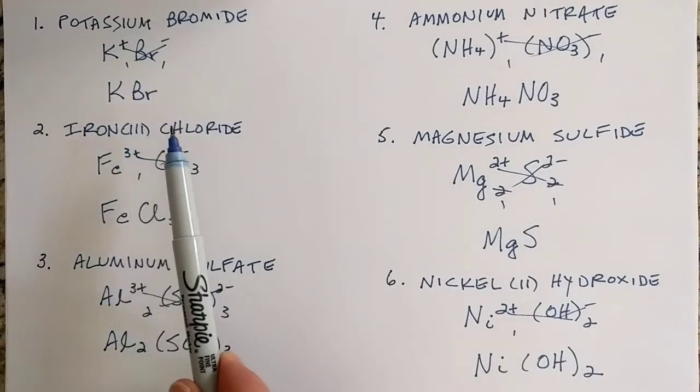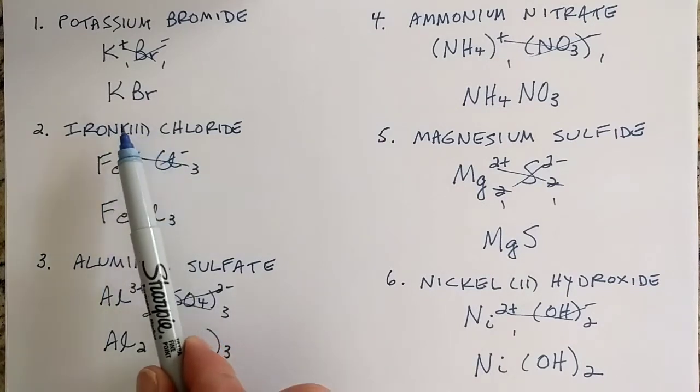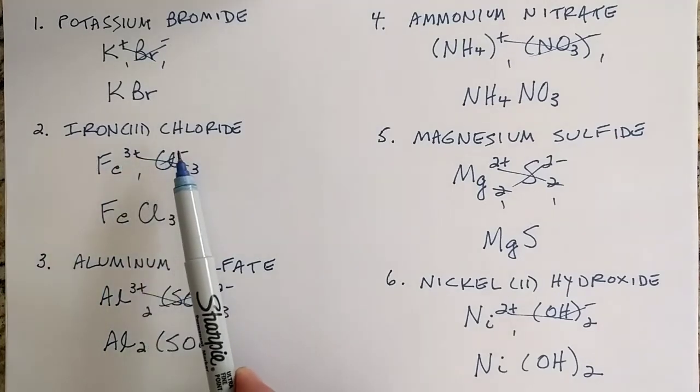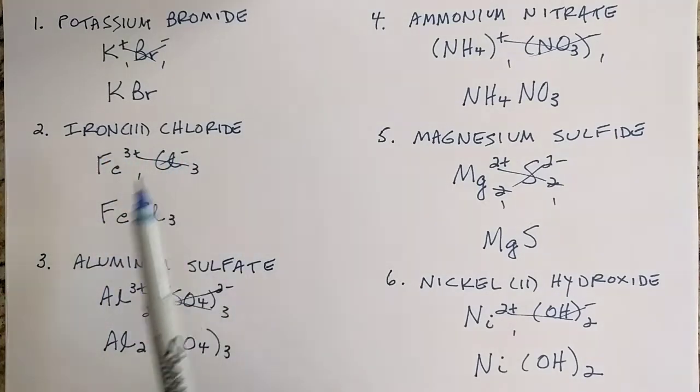For iron Roman numeral 3 chloride, this Roman numeral 3 means the charge of the iron ion is 3+. Chloride is 1-, cross your charges, 1 to 3, FeCl3.